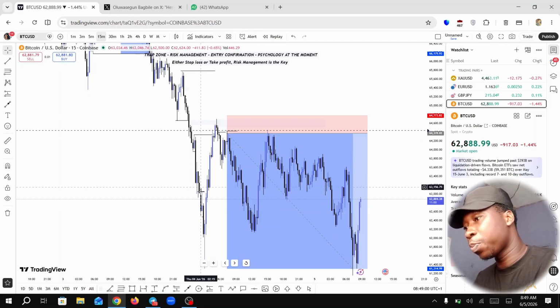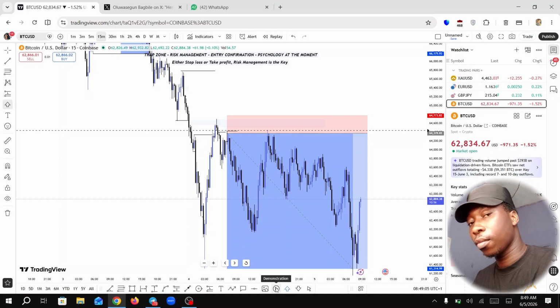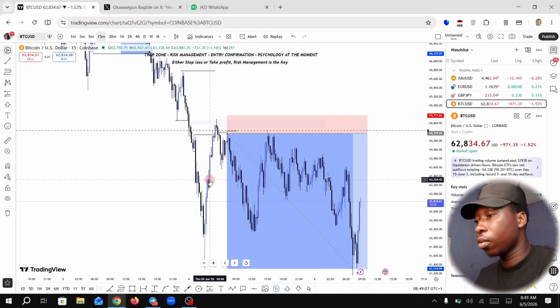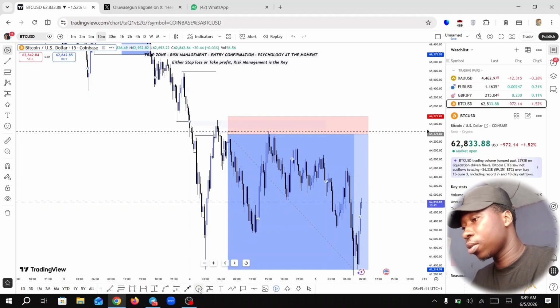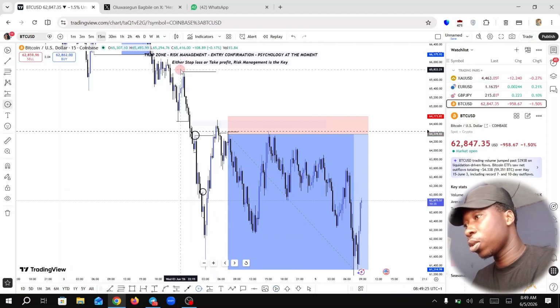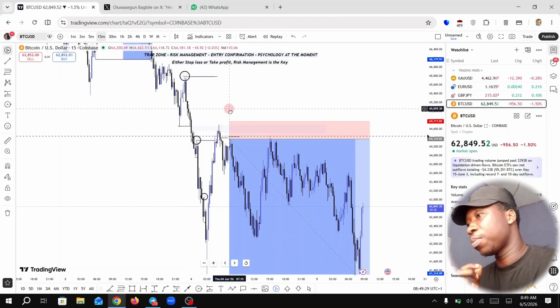Which makes this point, this one right here, which makes this point right here a swing point. It makes this one also a swing point. It makes this one also a swing point, right? Just as it is before.